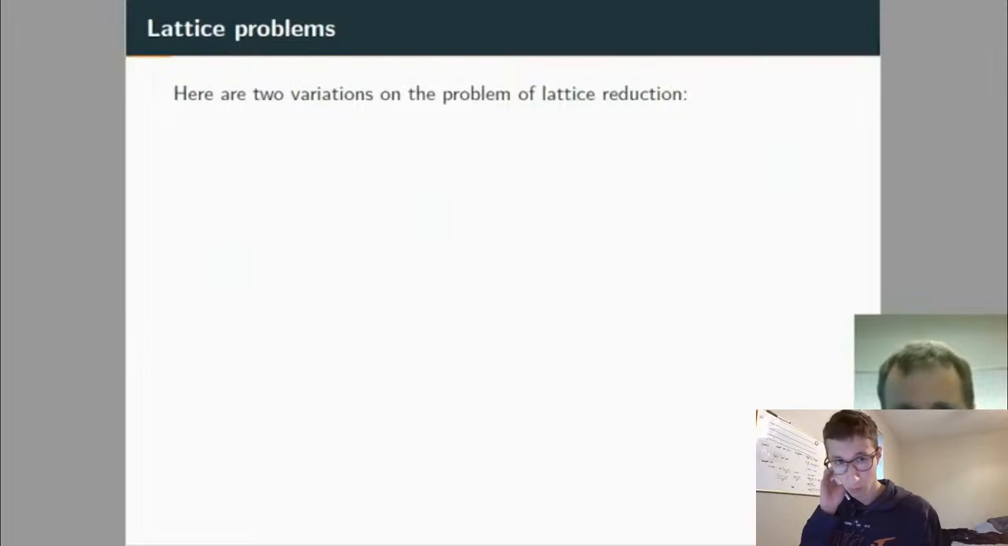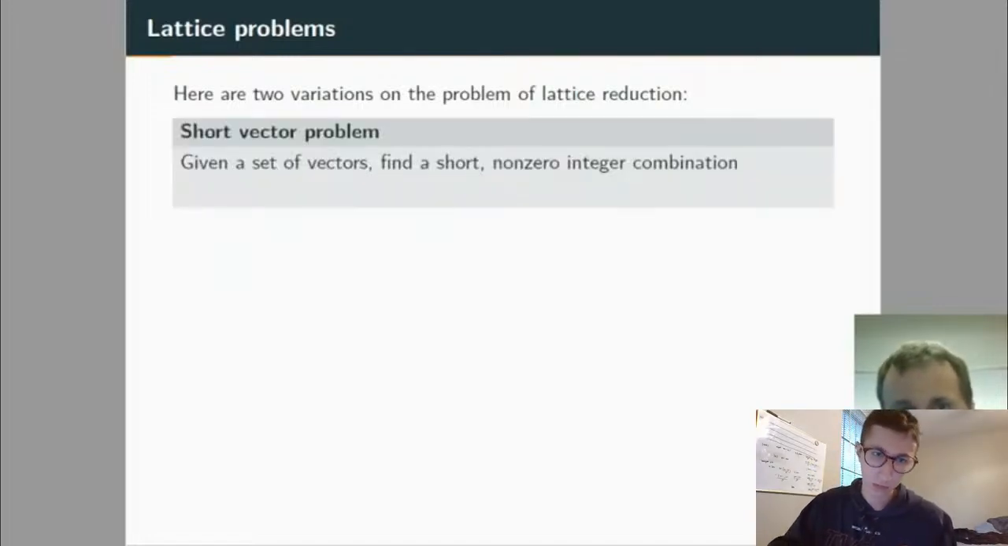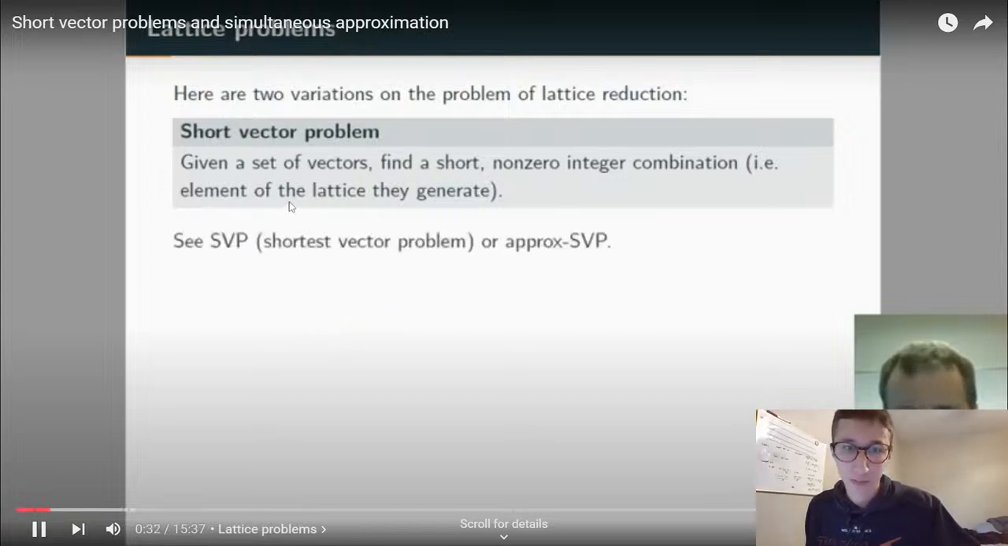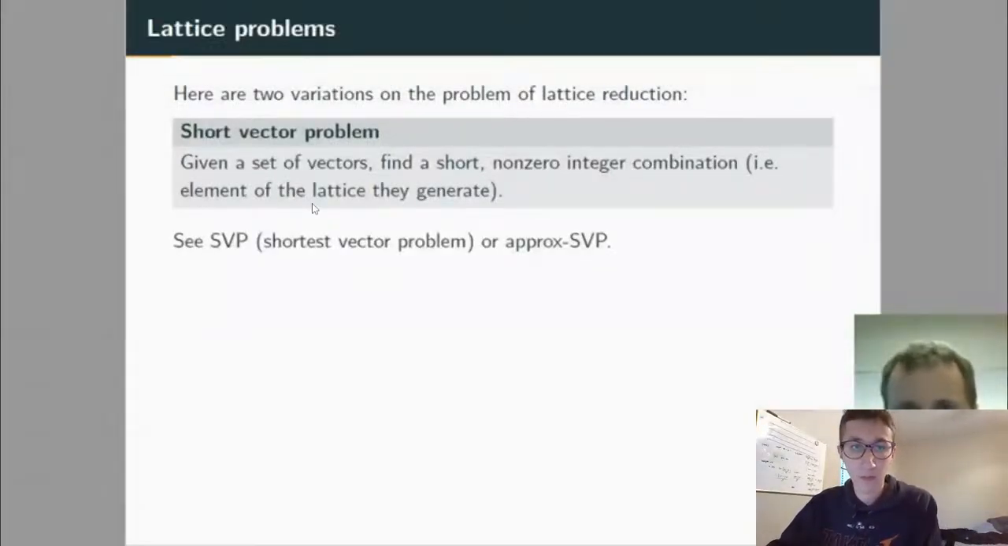So here's some informal definitions for these problems. A short vector problem, you start with a set of vectors and you're asked to find a short non-zero integer combination. In other words, you'd like a short element of the lattice generated by the original input vectors. So this is commonly called SVP, or approx SVP if you don't insist that your output vector is an actual shortest vector of the lattice.